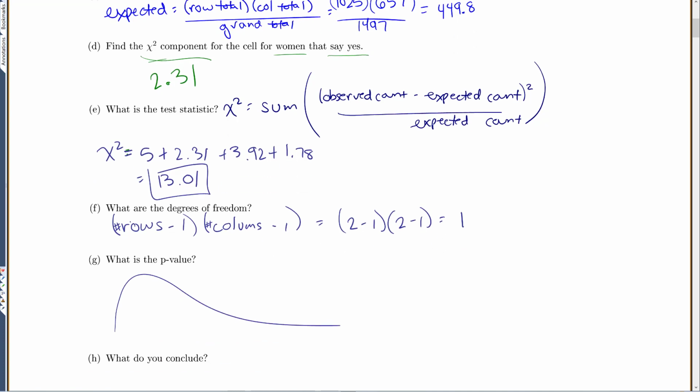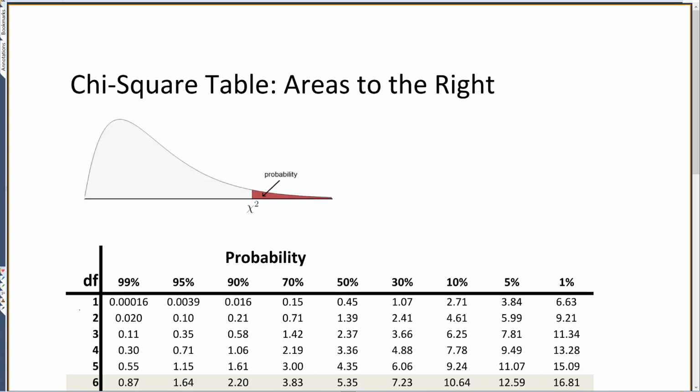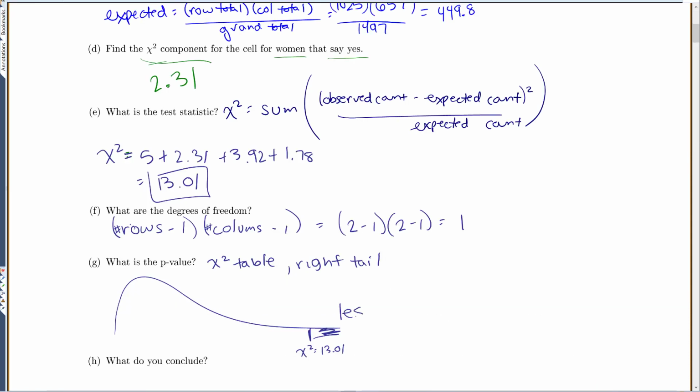Well, this is a chi-square test, so we're going to use the chi-square table. And we want to find the area to the right, so we'll look in the right tail. So here's chi-squared equals 13.01. We want the area to the right. We have 1 degree of freedom. So look at 1 degree of freedom. You're looking for the number 13.01. It's going to be somewhere way off here, so our p-value is going to be something less than 1%. Probably quite a bit less than 1%. But we'll just say it is less than 1%.